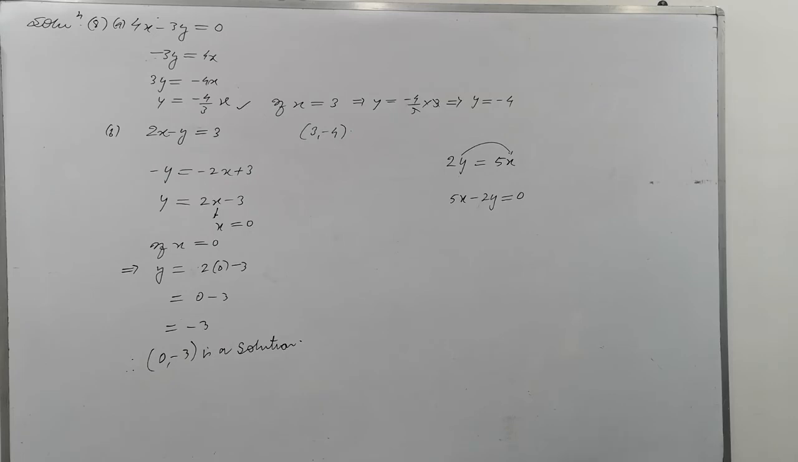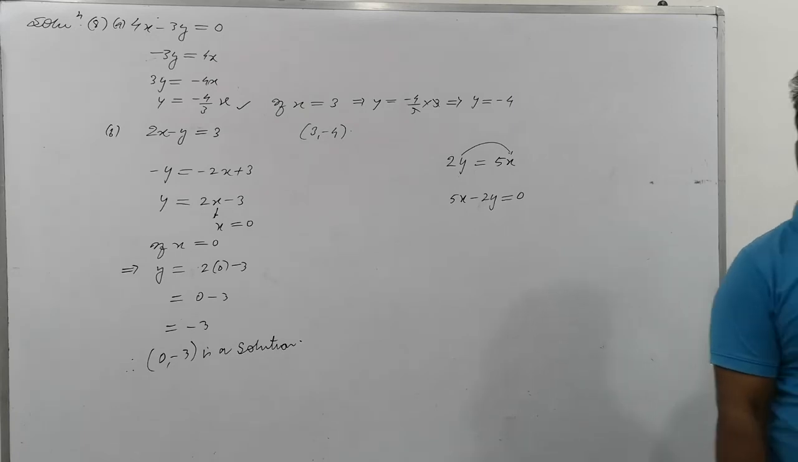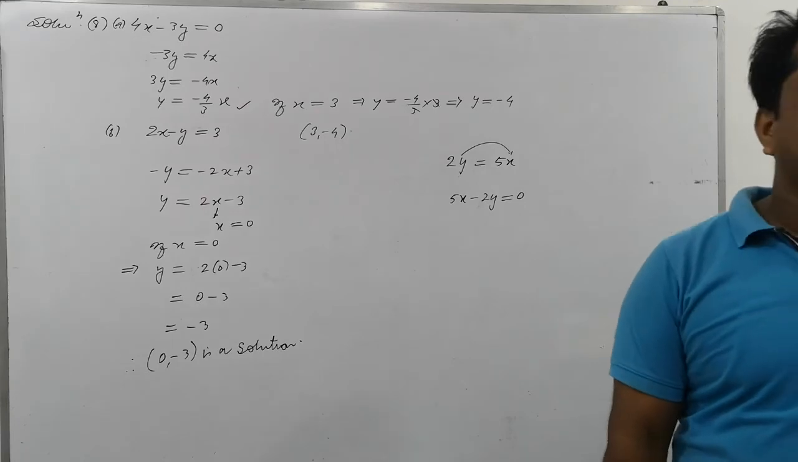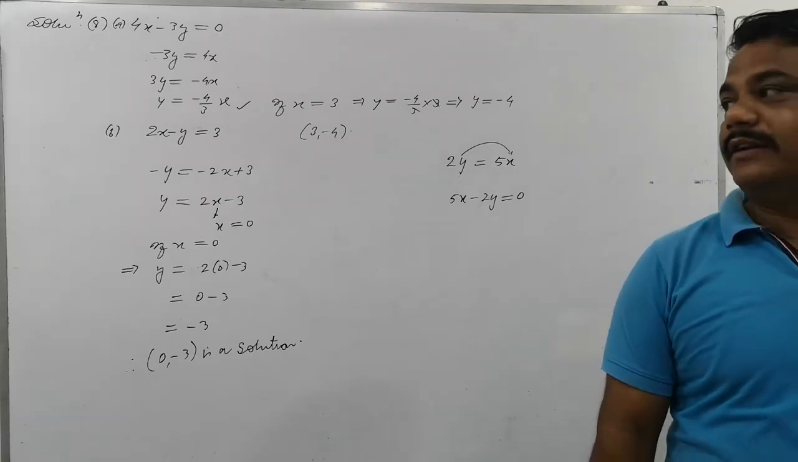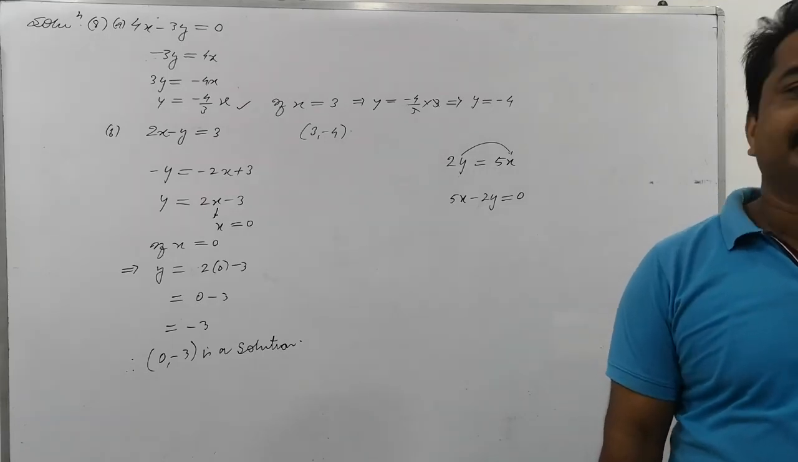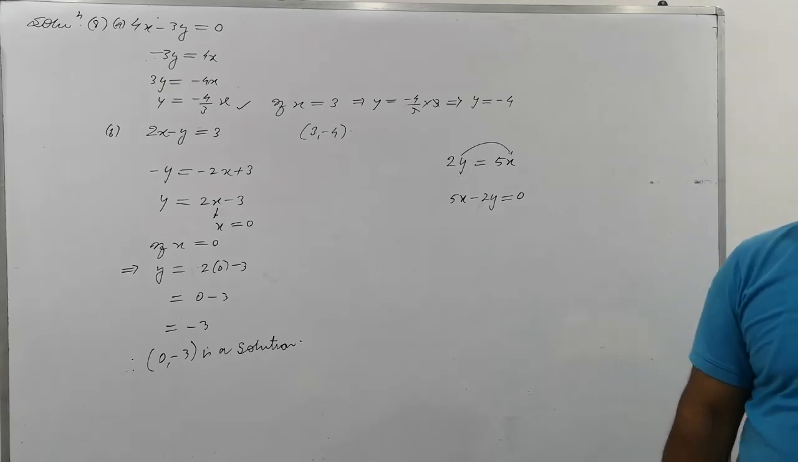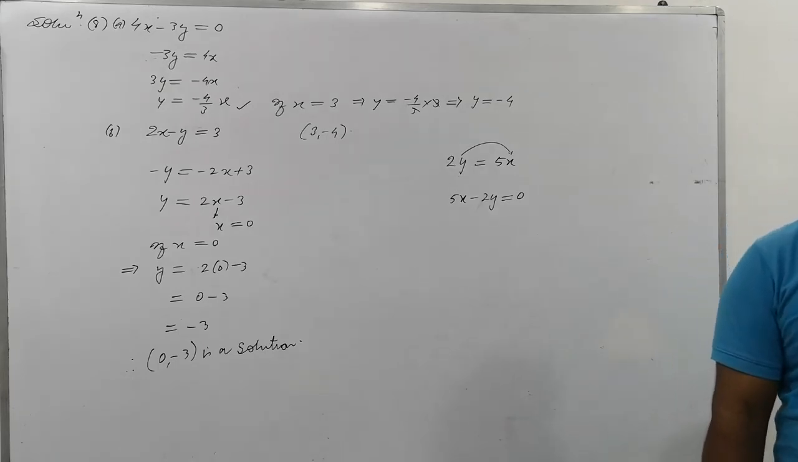Question number 10. Write 3 solutions for each of them. Can you solve this or not? Question number 9, yes. 10. What is that? Write 3 solutions of the equation 7x minus 8y is equal to 13. Can you do this or not?